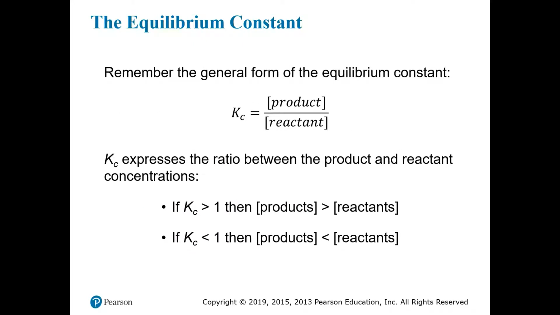The first thing to remember is this general form for the equilibrium constant. Kc, the equilibrium constant, is really a fraction or a ratio where the amount or concentration of the product is placed on top in the numerator and the amount or concentration of reactant is placed on the bottom, or the denominator. Given that this is a ratio between these two quantities, if Kc is greater than 1, what that means is that the amount of products is greater than the amount of reactants at equilibrium. If Kc is less than 1, then the amount of products is less than the amount of reactants at equilibrium.